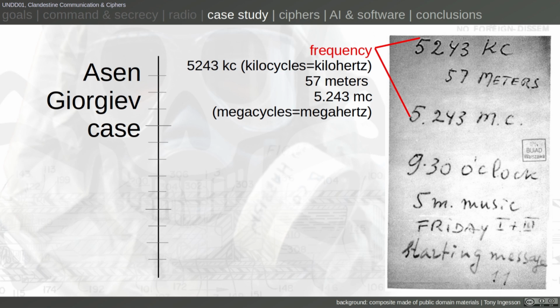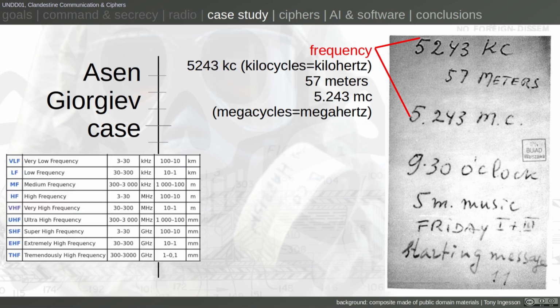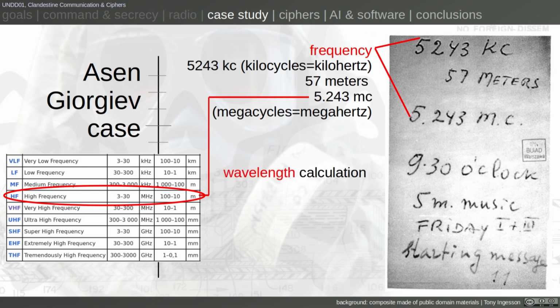And as for 57 meters, well, if we look at the frequency table we discussed before, we can see that 5.243 megahertz places it in the high frequency range, i.e. the shortwave range, because 5.2 megahertz is between 3 and 30 megahertz. Now, if we perform a wavelength calculation based on this, 299.79 divided by 5.243 megahertz, that gives us 57.7 meters as the wavelength. And that explains why he's written down 57 meters.